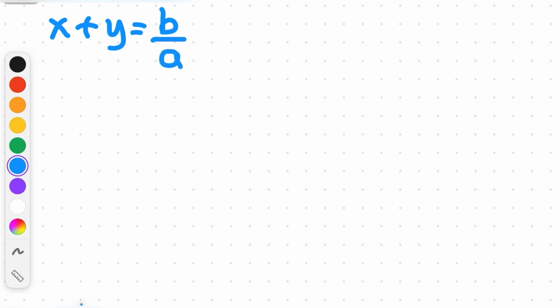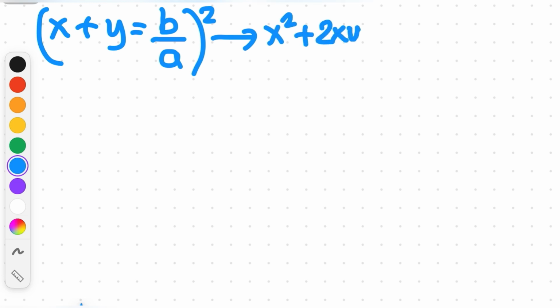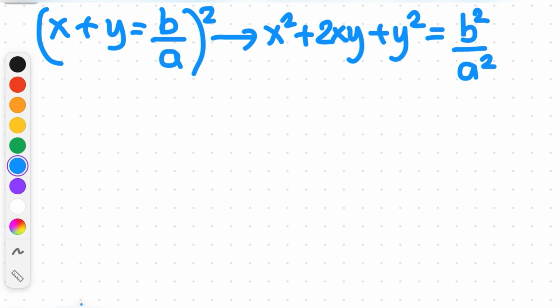And if we square this, that gives us x squared plus 2xy plus y squared equals b squared over a squared. So we have the x squared plus y squared that we want, but we have this 2xy in the middle that we need to get rid of. Now remember, we also know that x minus y equals a.